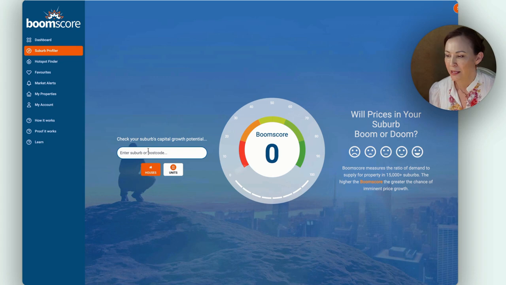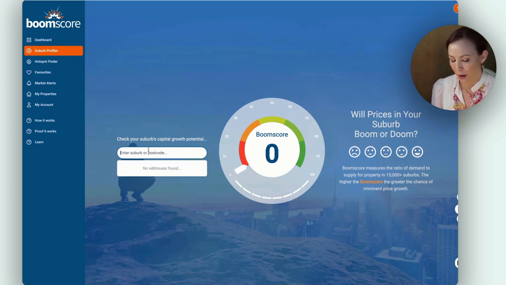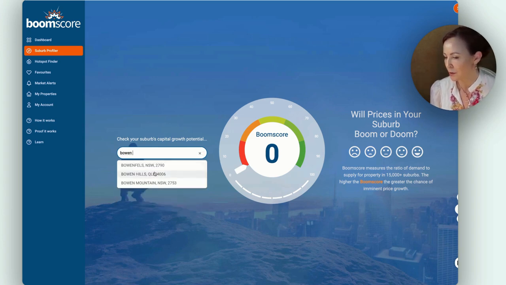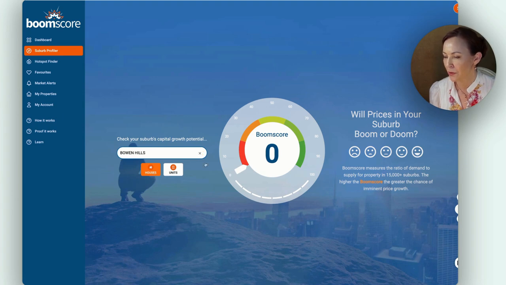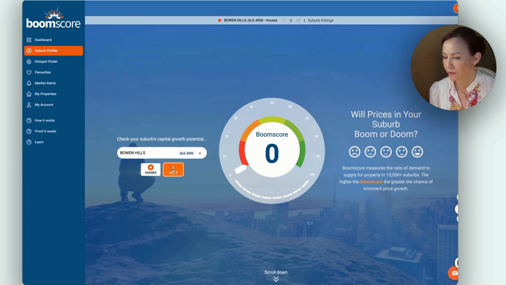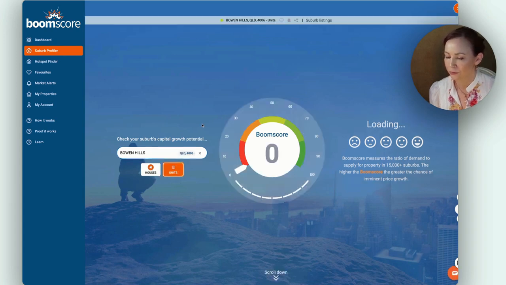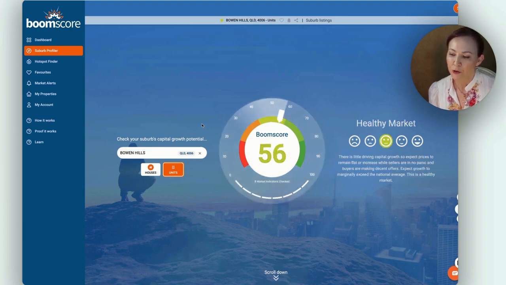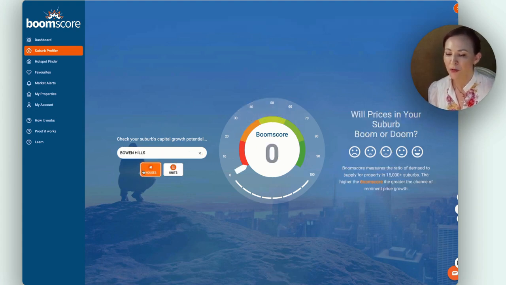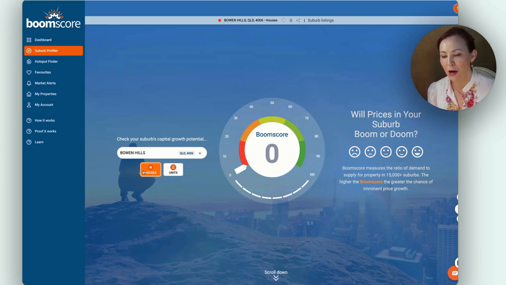You can put the information in here. Say I wanted to find out about Bowen Hills, which is a suburb in Brisbane. And let's look for units in Bowen Hills if you were looking to invest. And it's saying here it's got a boom score. Units in Bowen Hills have a boom score of 56. So, okay, let's try houses in Bowen Hills. And what they mean by a boom score, it measures the ratio of demand to supply.